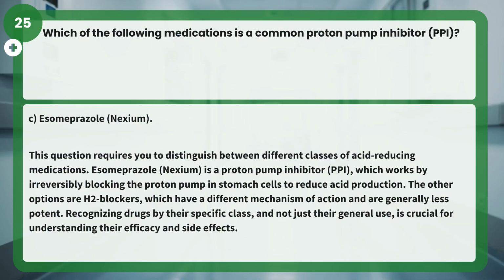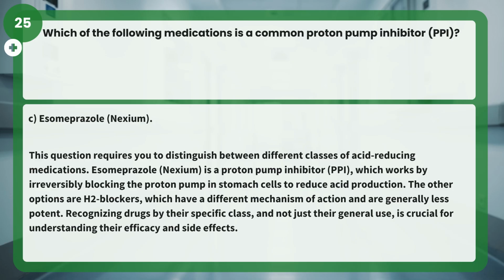Esomeprazole, Nexium, is a proton pump inhibitor, PPI, which works by irreversibly blocking the proton pump in stomach cells to reduce acid production. The other options are H2 blockers, which have a different mechanism of action and are generally less potent. Recognizing drugs by their specific class, and not just their general use, is crucial for understanding their efficacy and side effects.